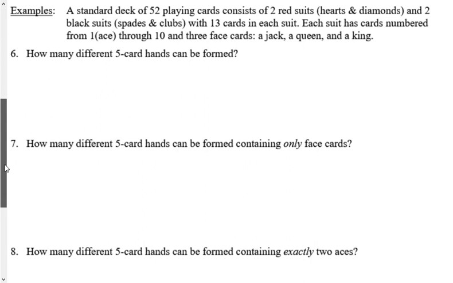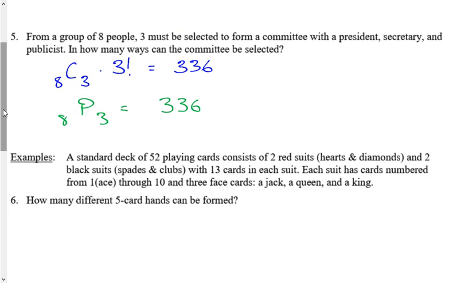Order does matter, yes. Because not only am I selecting the people, I'm assigning them roles. So when we say order matters, it's not always that I'm lining things up in a row. It could mean something like this, that once I have them in my group, I'm arranging them into different jobs, which is what's happening here. Or arranging them somehow. Yes?